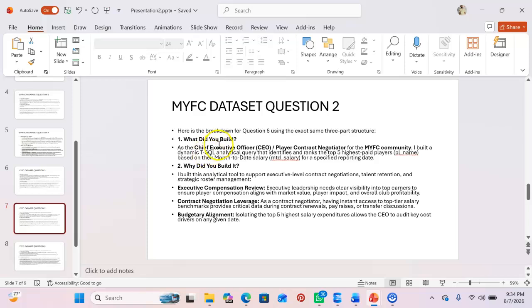So what did you build? As the chief executive officer, CEO, player contract negotiator for my FC community, I built a dynamic T-SQL analytical query that identifies and ranks the top 5 highest paid players. Okay, so why did we build it? I built this analytical tool to support executive-level contract negotiations, talent retention, and strategic roster management, like executive compensation review, contract negotiation leverage, and budgetary alignment.